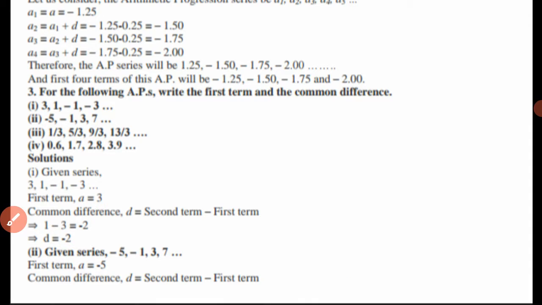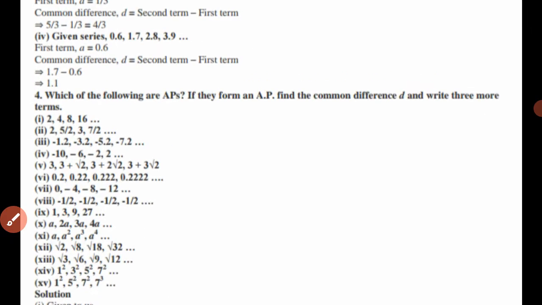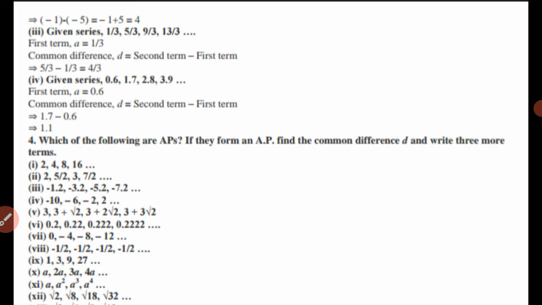Similarly in second part also, here minus 5, minus 1, 3 and 7. So first term is minus 5. Now similarly d equals to second term minus first term. So second term minus first term, minus 1 minus minus 5, it will be equals to 4. Similarly we can also find for third. So in third, here first term will be 1 upon 3 and common difference will be 4 upon 3. Similarly in fourth part, here first term will be 0.6 and here common difference will be 1.1.